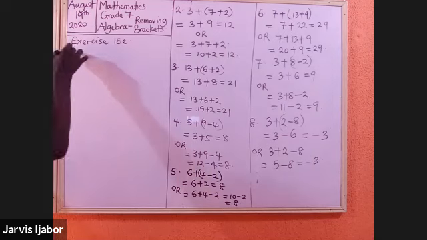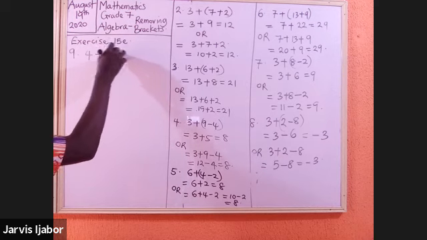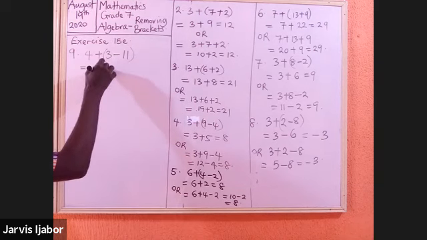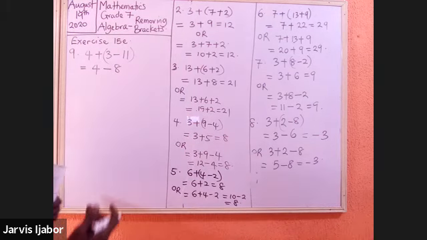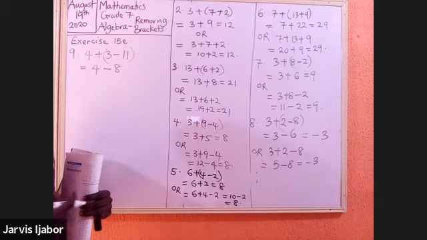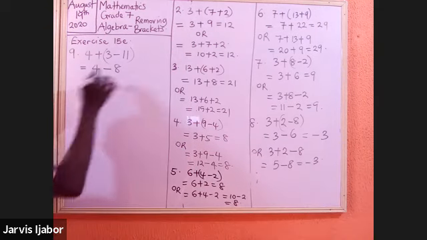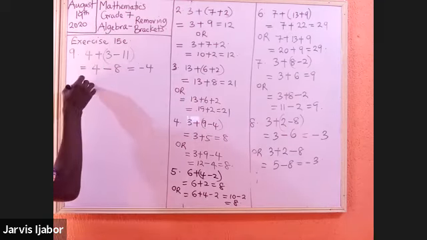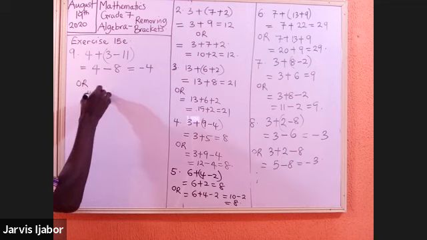For question 9, you're going to have 4 plus 3 minus 11. So you can do this first. That will be 4 minus 8. Now look at this, 3 minus 8, normally you can't do that. But we know that 11 minus 3 is 8. So it means that if the negative is bigger, my answer will be what? Negative. And as such, this will be giving me what? Negative 4.